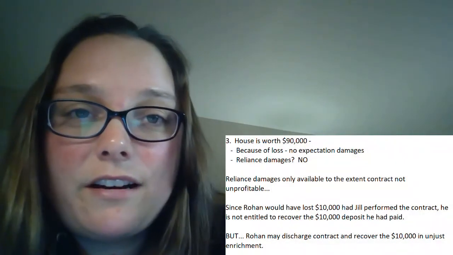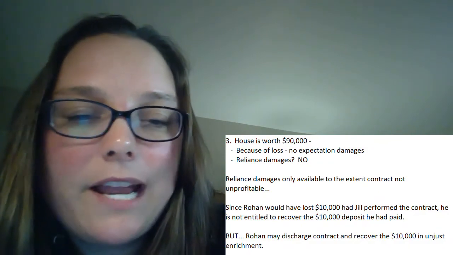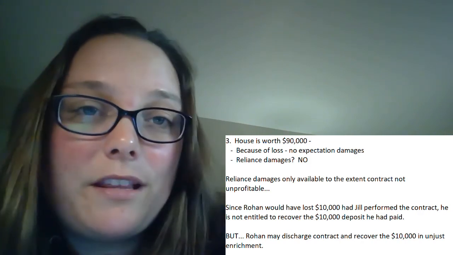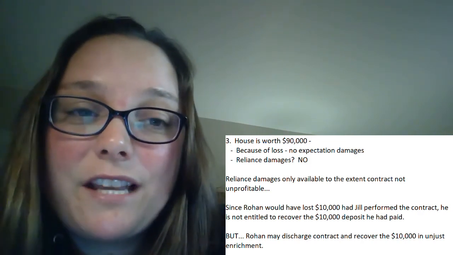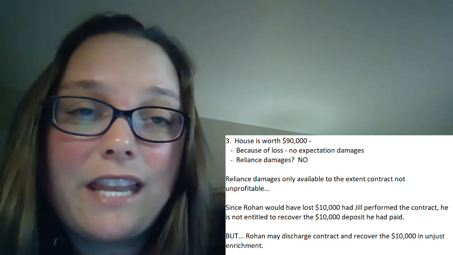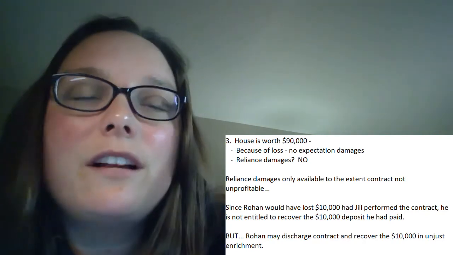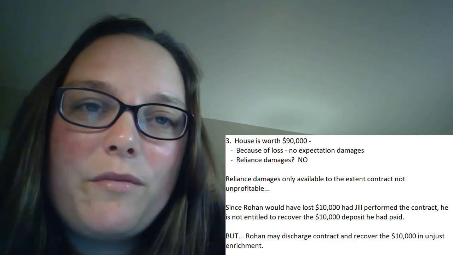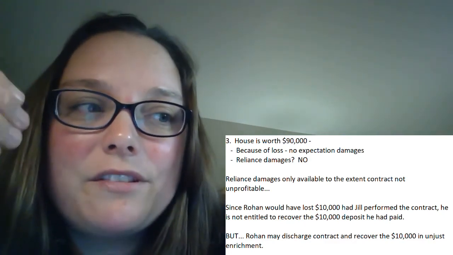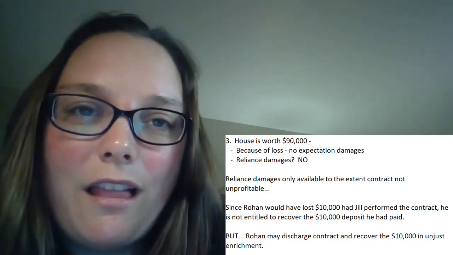Let's look at a third scenario, and that's when the house is worth $90,000. Now remember, the benefit under the contract minus the cost is going to be the expectation damages. The benefits here actually are less than the cost that Rohan would incur. So that number is in the negative. So he's not entitled to expectation damages at all. However, it doesn't really seem fair that he would have paid $10,000 to Jill, but have received nothing in return. So the question becomes, can he get reliance damages?